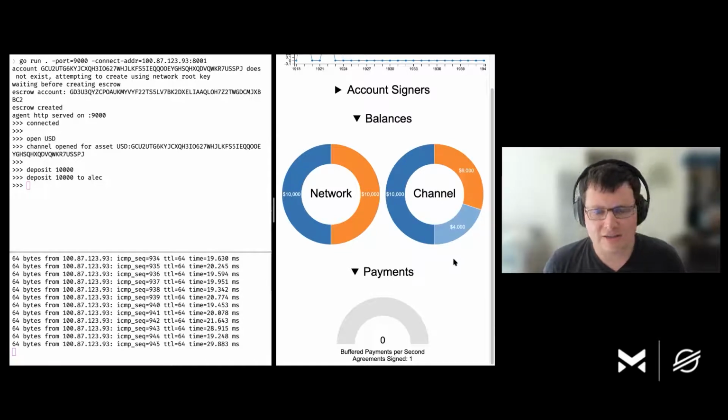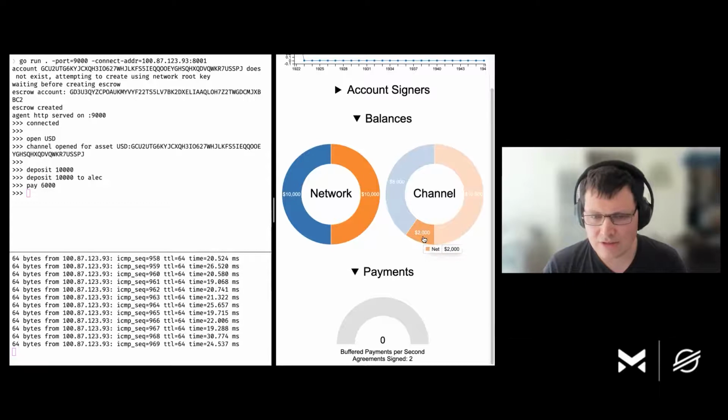I'll pay Alec $6,000 of the US dollar asset. Let's watch the dashboard and see what happens. So we see the balance immediately swung back the other way. If we were to close the channel now, I would pay Alec $2,000 to settle the account. And the dashboard confirms this. The orange area of the graph has gotten larger because Alec owns more of the final balance of the channel. He owns the $10,000 that he contributed, plus the $2,000 that I owe him after the two payments.